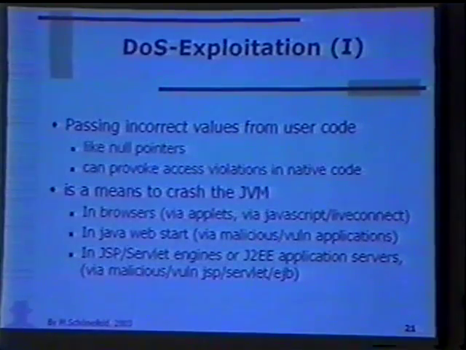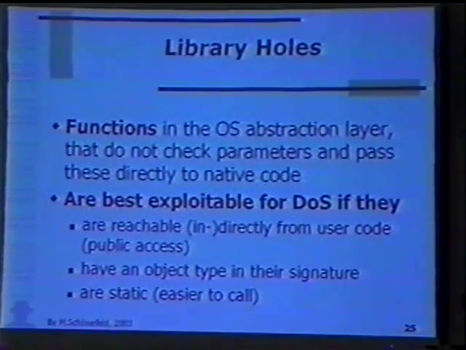We have seen passing incorrect values from user code, like I will show later in some demo. Passing incorrect values from user code, like null pointers, can provoke access violations and the JVM stops in the native code, which is usable in some scenarios. For example, in browsers via applets or via JavaScript Live Connect, or in Java Web Start via malicious vulnerable applications, or if you can get access to the file system of a JSP engine, you can inject JSP pages that also have calls to these vulnerable functions and call this JSP and have the server stopped. But this is a rather difficult scenario.